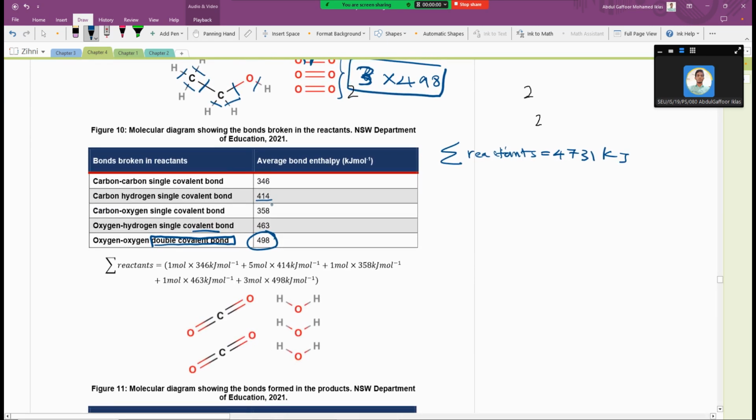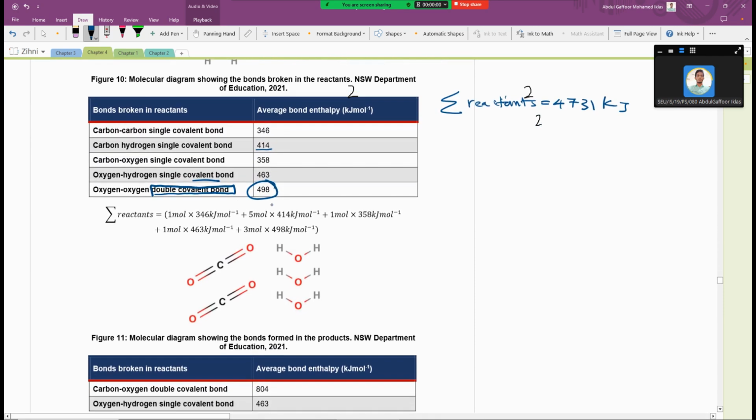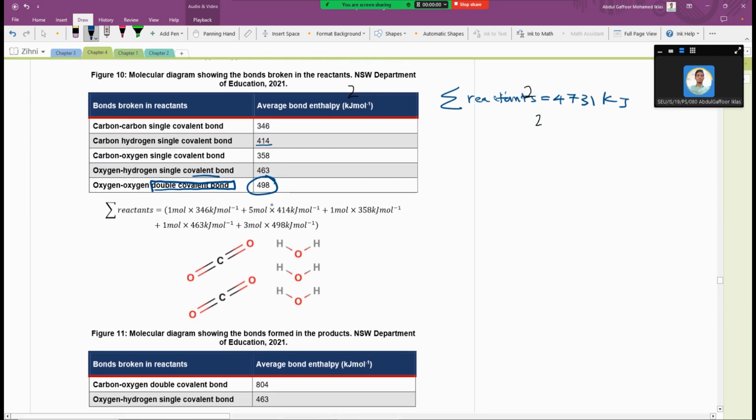4731 kilojoule. Then again we have to calculate the average bond enthalpy for the products, right? For that also they have given data. Carbon oxygen double bond, how many carbon oxygen double bonds do we have here? You have 4 double bonds. 4 times 804, plus again oxygen hydrogen single bond. How many oxygen hydrogen single bonds do we have here? You got 6. So 6 times 463. So this is summation products.